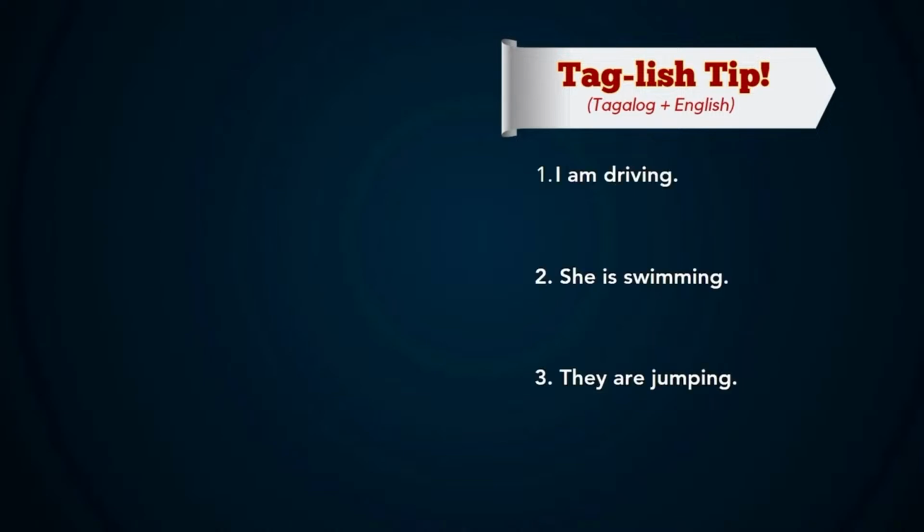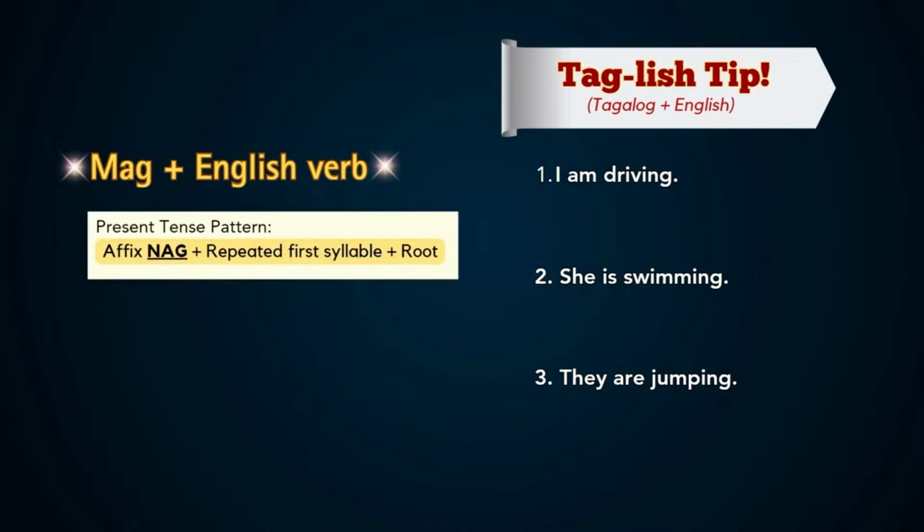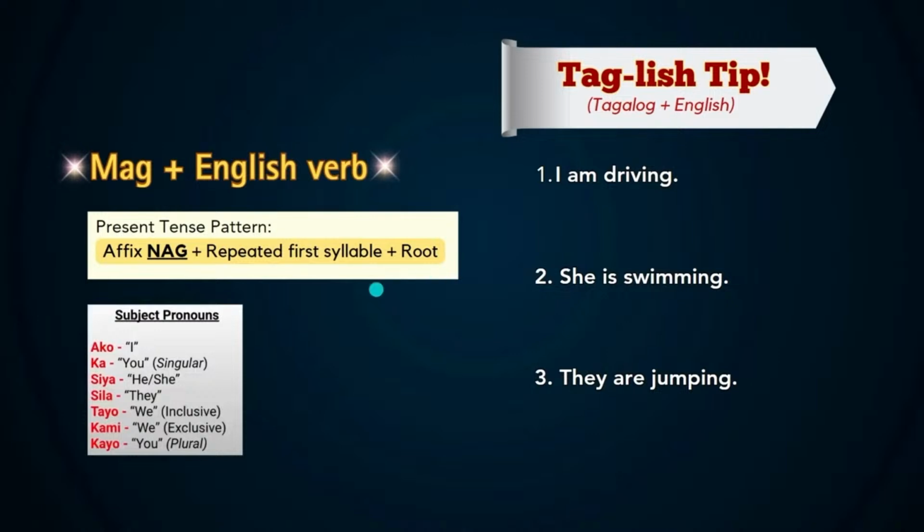So let's take a look at these examples. I am driving. She is swimming. They are jumping. We didn't learn how to say to drive, to swim, or to jump. We didn't learn those verbs. But you could always turn them into a mag verb. So mag plus the English verb. And then you could just conjugate it in the present tense using the pattern we learned. Affix is nag. Then there's the repeated first syllable and then the root. And then use the subject pronouns like we learned.